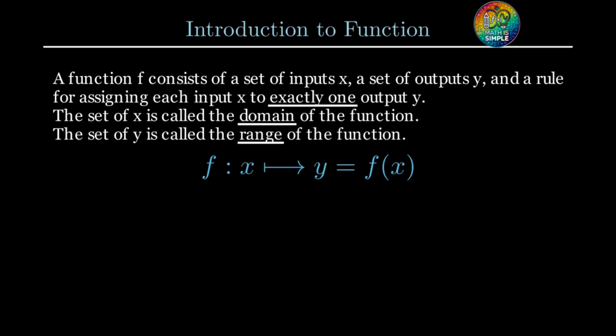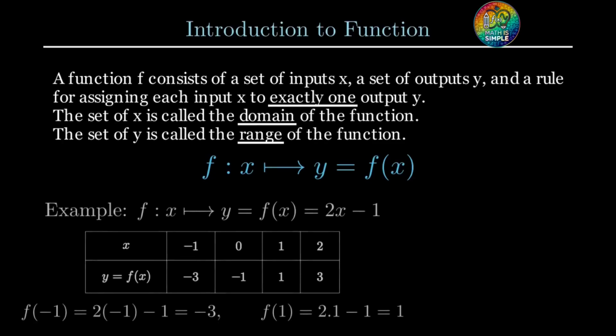Let's look at a concrete example to see how this works. Consider the function f of x equals 2x minus 1. If we take a look at the table on the left, we can plug in different values for x to find our outputs. For instance, if we substitute x equals negative 1 into our rule, we get the output of negative 3. If we try x equals 1, the math gives us the output of 1. We can repeat this for 0 and 2 to fill out our table.